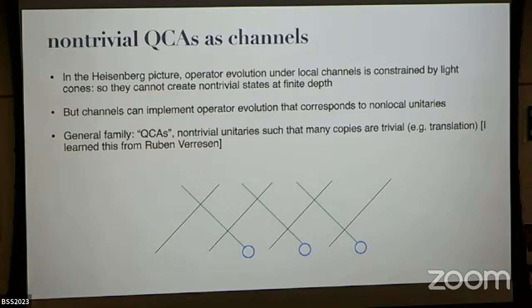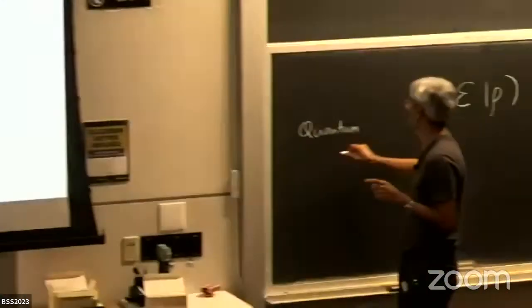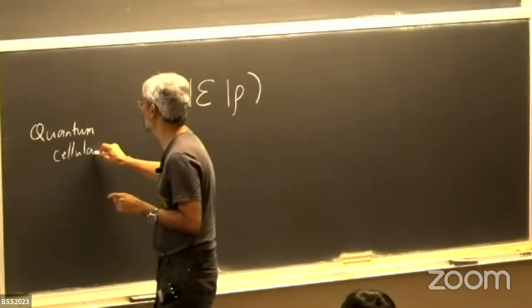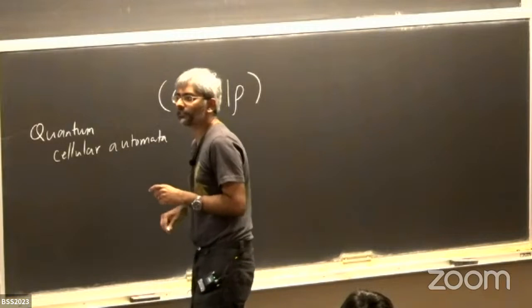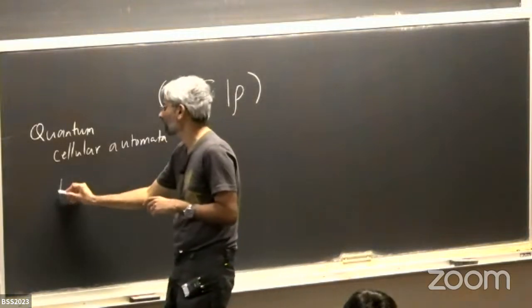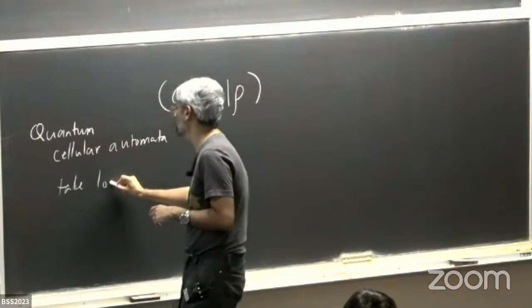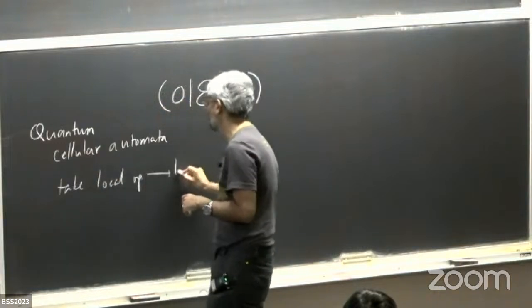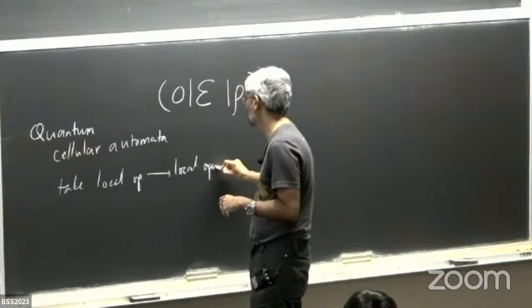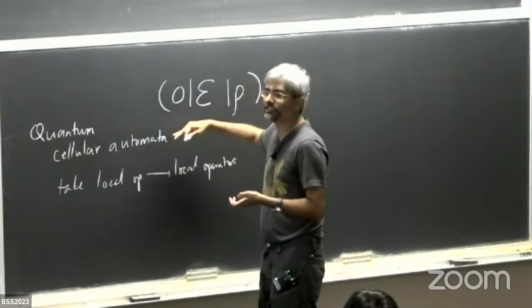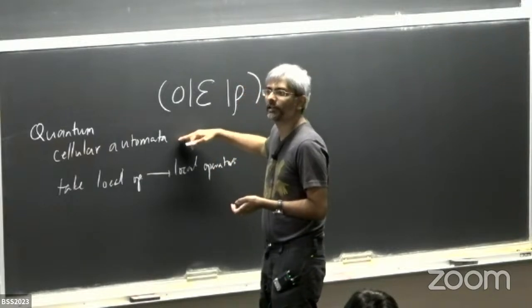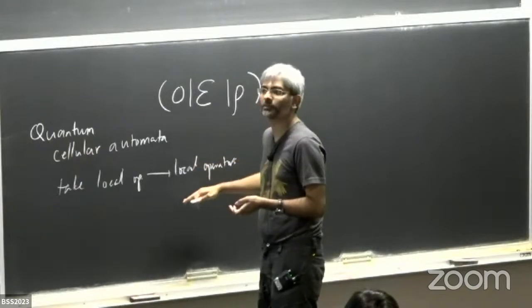So there's this notion of a quantum stellar automata. Someone should correct me if I'm butchering the terminology here, but the rules for these is that they take local operators to local operators. And in the conventional definition, they're also unitary. But they might not be local, they might not be realizable as local unitaries.